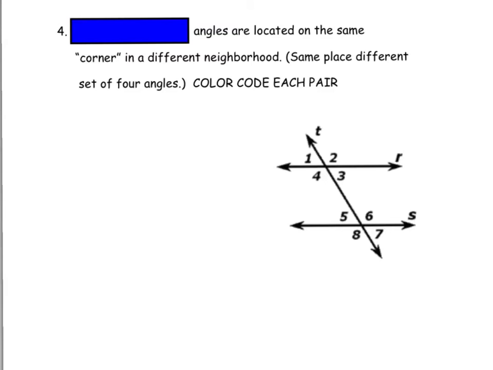Angles that are located in the same corner but a different neighborhood or a different intersection are called corresponding angles. So, for example, 2 and 6 are both above and to the right. Above and to the right, above and to the right. So they are corresponding angles. Please take a moment to color code.